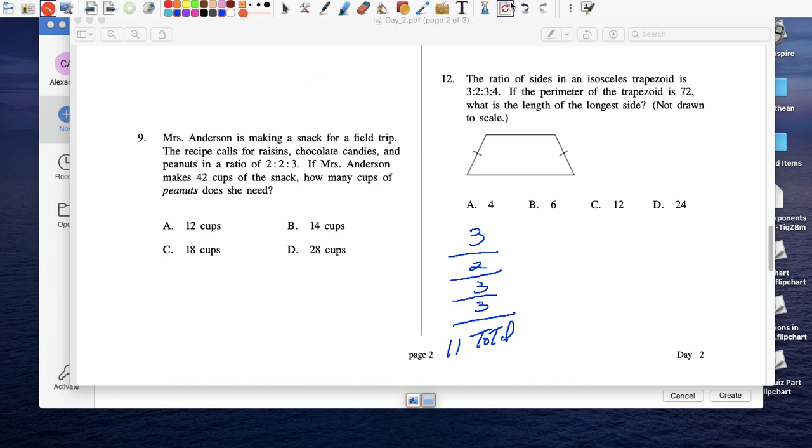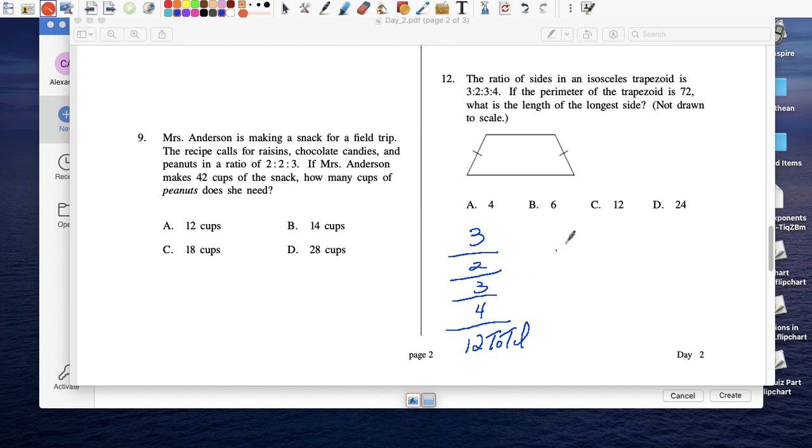Oh, sorry. Sorry, guys, I made a mistake. This should be 4 right here. So we have these sides of the trapezoid. Our perimeter would be 3 and 3, 6. This 4 is 10, so we have a total of 12.